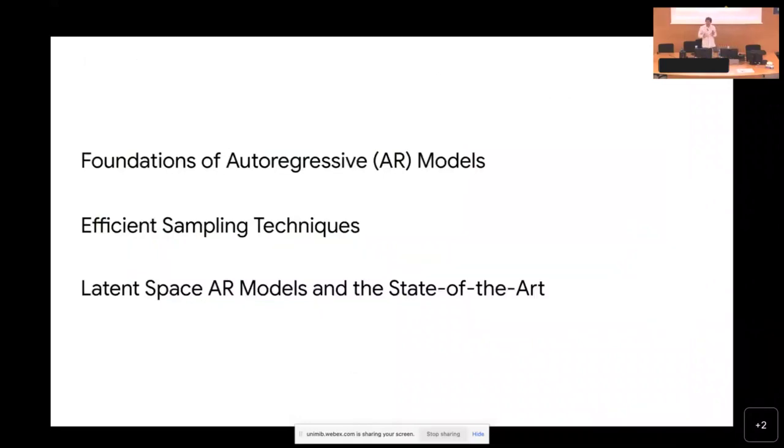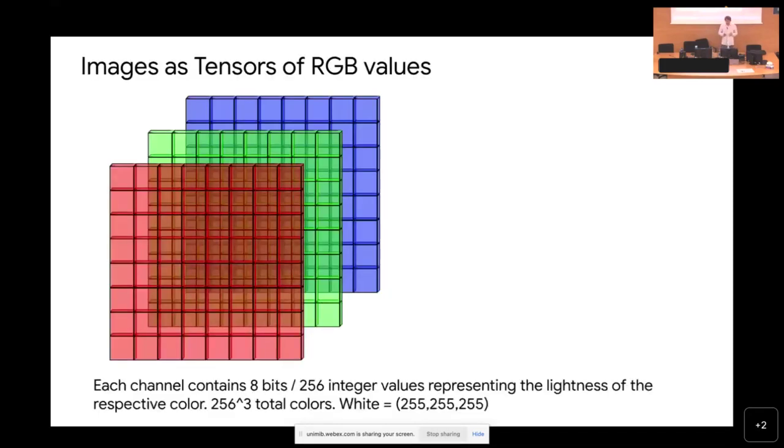Okay, a quick outline of the talk. We'll talk about the foundations of autoregressive models first. Then we address one of the main difficulties of these models, which is the sampling speed, and we'll talk about efficient sampling techniques. Then we'll talk about some state-of-the-art models and latent spaces for AR models. Please do ask me questions. I really like this to be interactive, so any question you have, please feel free to interrupt me. I really don't mind.